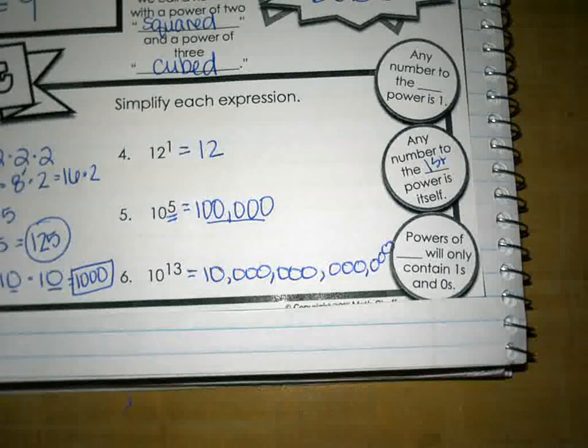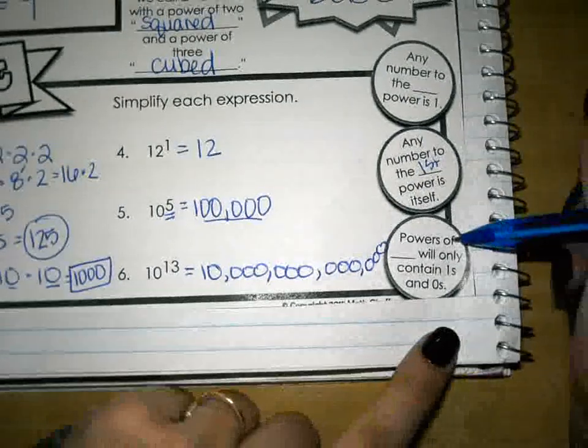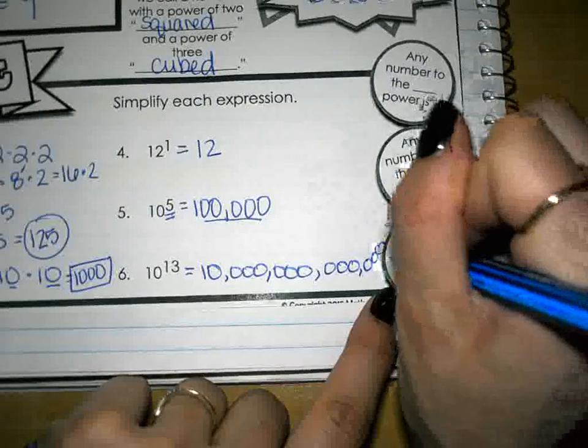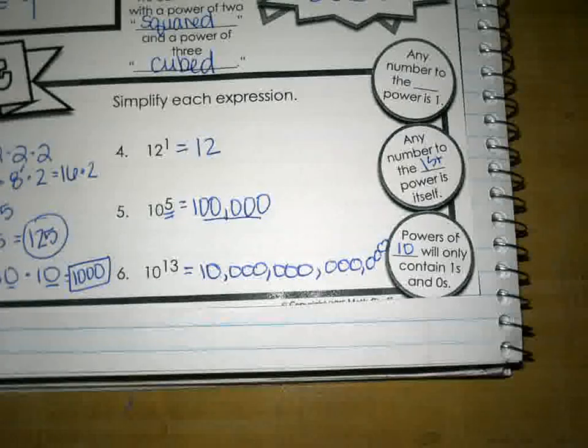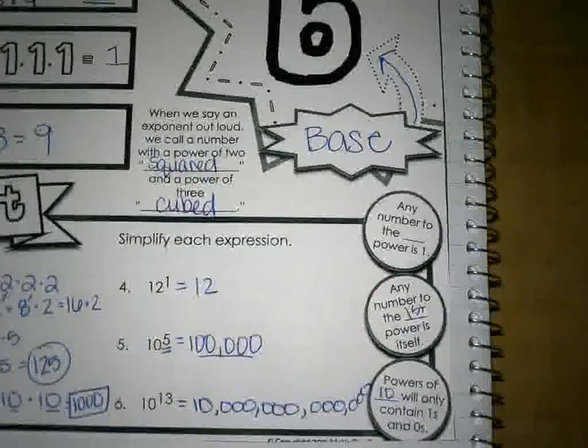There we go, I believe that's it. So right here it says powers of 10 will only contain ones and zeros. So anytime you have 10 to any sort of power, just add all the zeros behind it. There's nothing else you need to do.